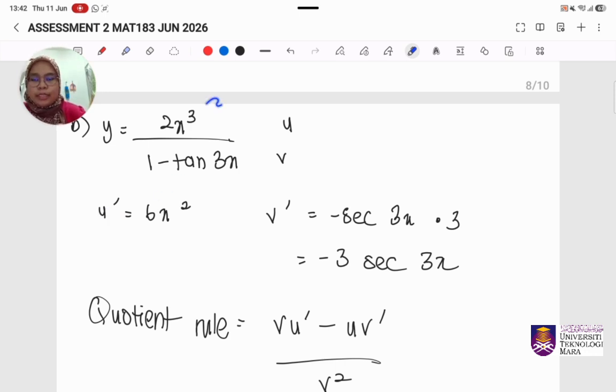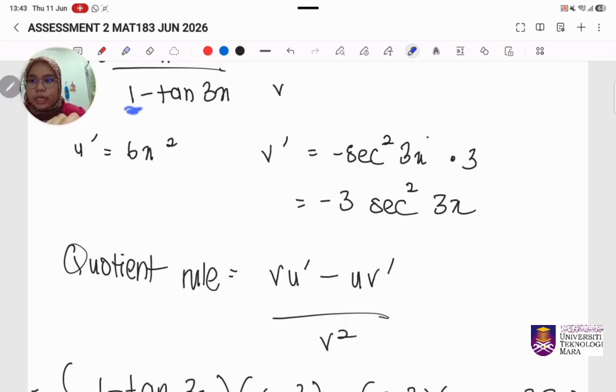So for U, like this, 3 plus 2 gets 6, and 3 minus 2 gets 2, and this is the answer. 1, if you differentiate, becomes 0, so I don't put it here. So tangent 3x, if you differentiate, use the Tupperware method. We have to do this first and this first, and this is second. That's why we got 3. So as a result, we got negative 3 sec squared 3x.